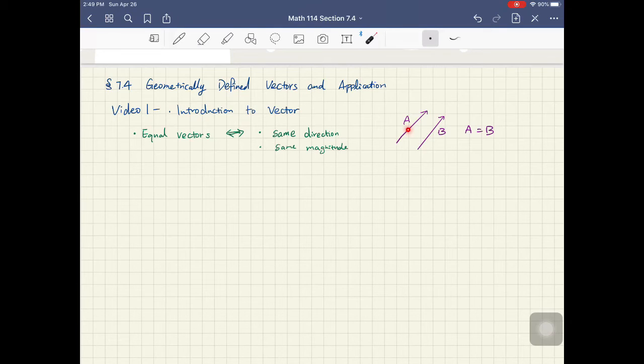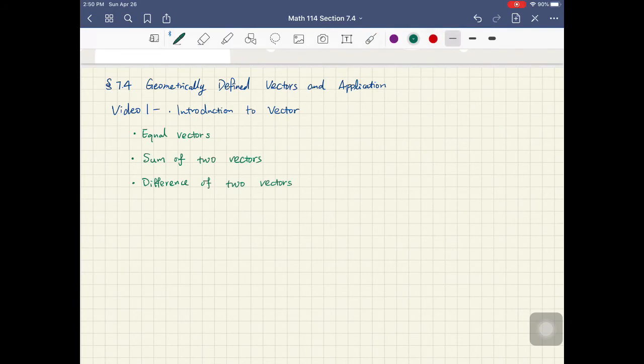Once we've talked about when vectors are equal, we're going to talk about whether we can add two vectors or subtract two vectors.